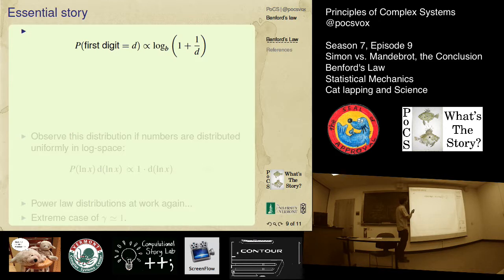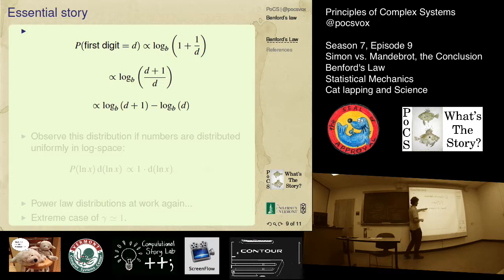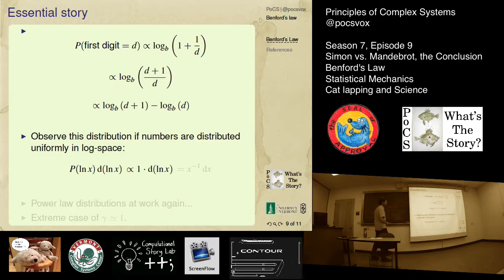Okay, so let's see why this works. And it's a bit funny. All right, if it's 1 plus 1 over d, then we can rewrite that as simply d plus 1 over d. And logarithm, the whole logarithm magic thing, right? So log of a ratio is the difference of the logs. And if we think about this a little bit, the numbers are then being distributed randomly in log space. Can I get rid of this? I can get rid of this, yep.